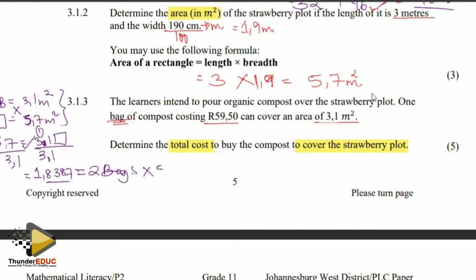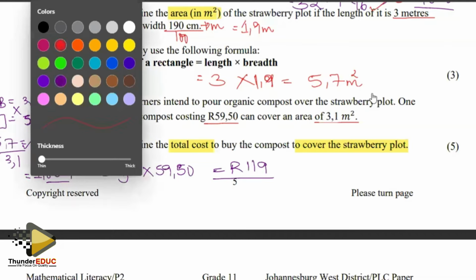We multiply. So the first scenario that we had to do is to find out how many bags we need. Afterwards, we shall multiply with the cost, which is 59 rands, 50 cents. And you end up having your answer as 119 rands. How was this question marked?